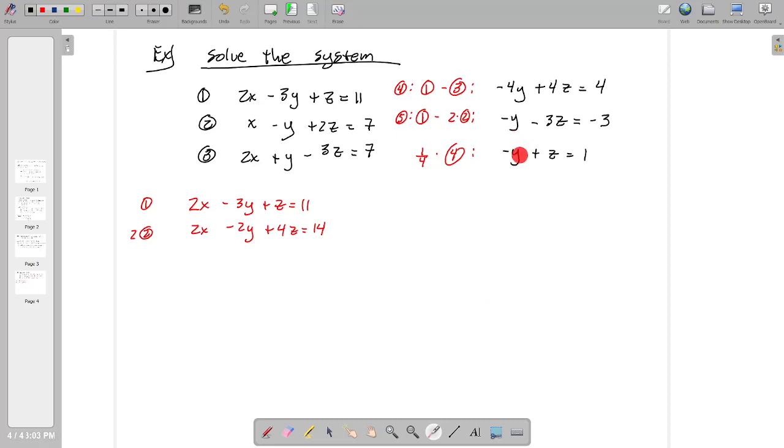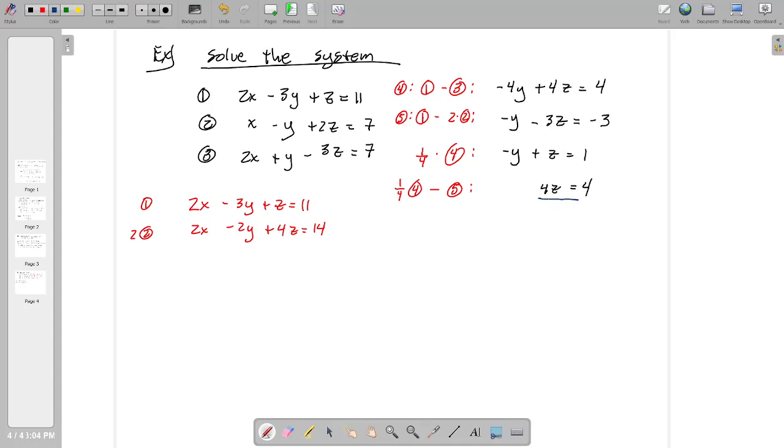Then I'm going to subtract. So I'm going to take this equation and subtract this equation. We do 1/4 of equation 4 minus equation 5. So I take negative y, subtract negative y. I get 0. Z minus negative 3z is 4z, and 1 minus negative 3 is 4.